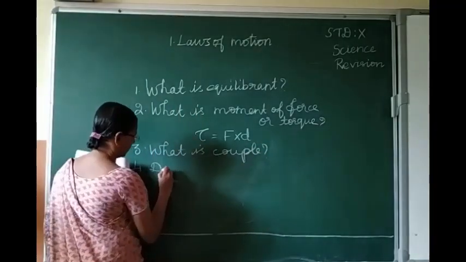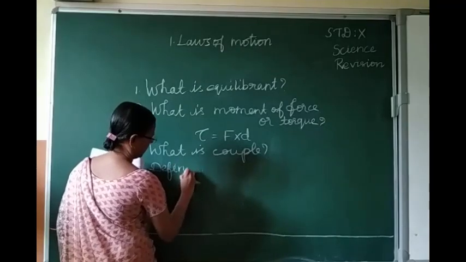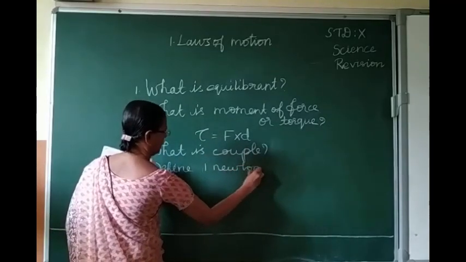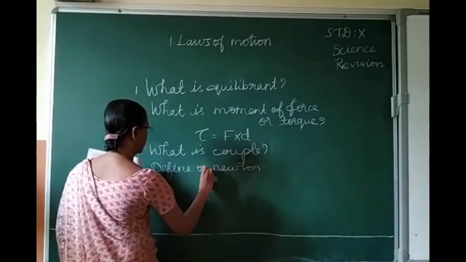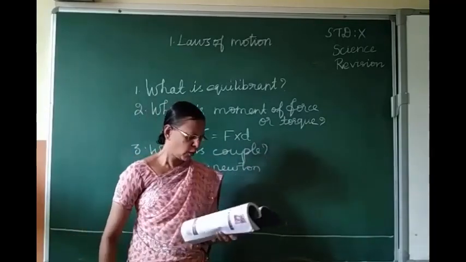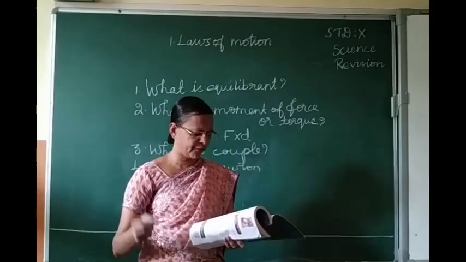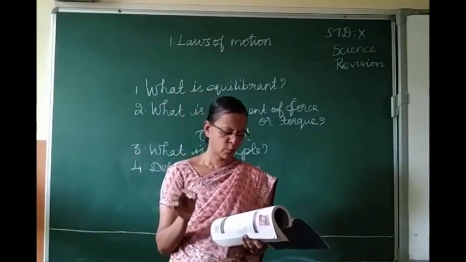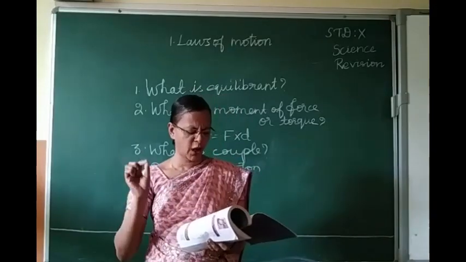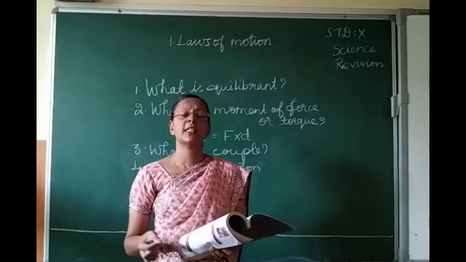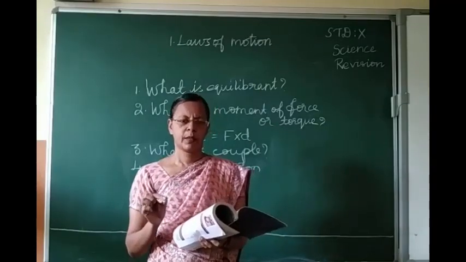Define 1 Newton. What is 1 Newton? The amount of force required for a body of mass 1 kg to produce an acceleration of 1 m s^-2. That definition is on page number 6.